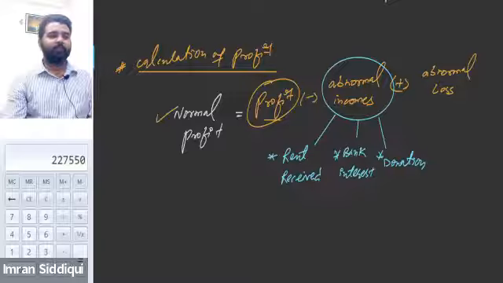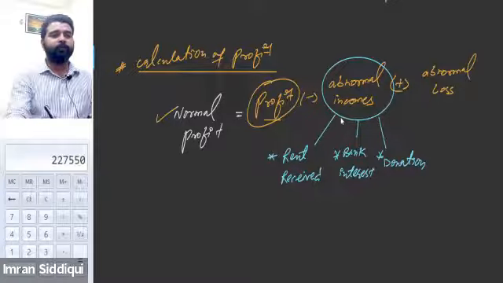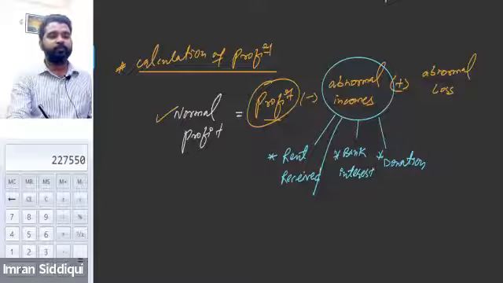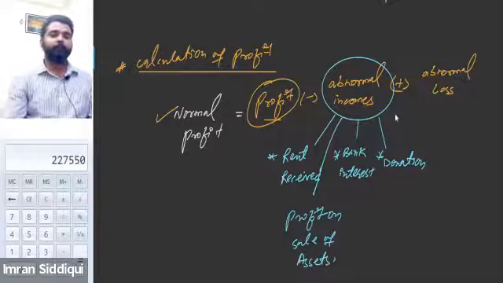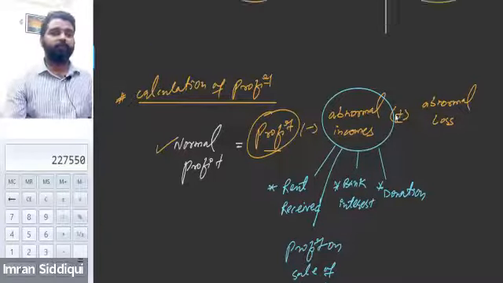Let me tell you one more. Let's suppose you have sold an old furniture. By selling old furniture, you receive some profit. So it will be considered as the profit on sale of asset, profit on sale of old asset. This will also be considered as the abnormal income. All right. So these are your abnormal incomes.